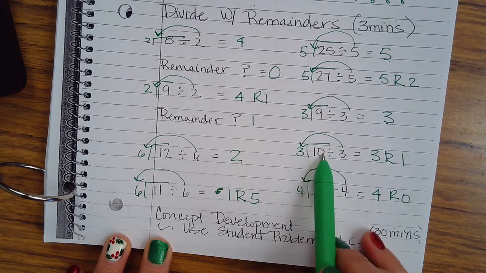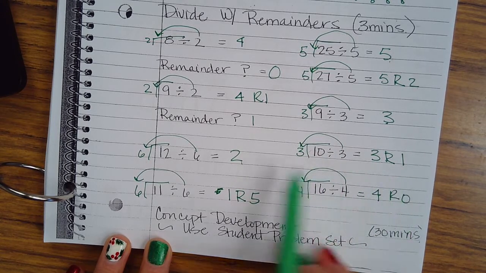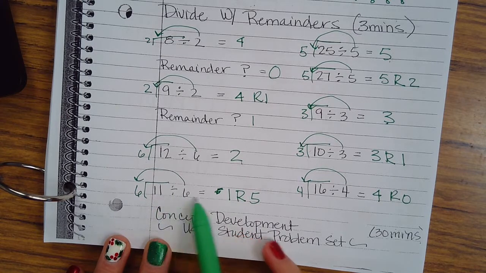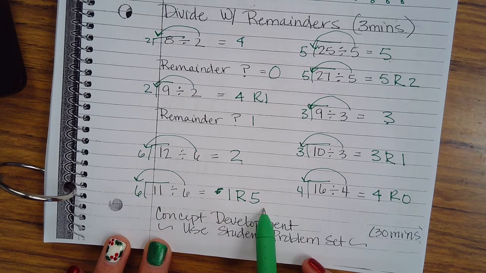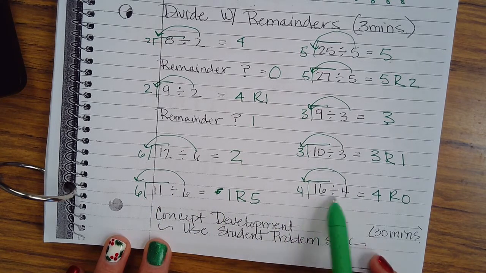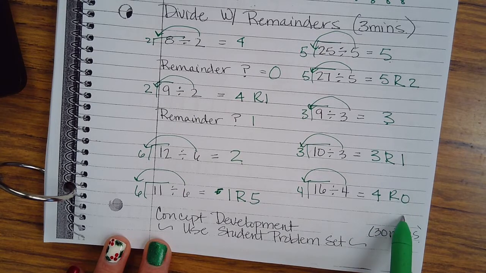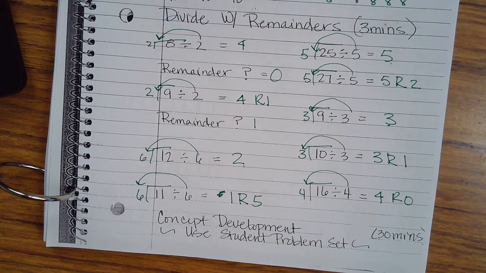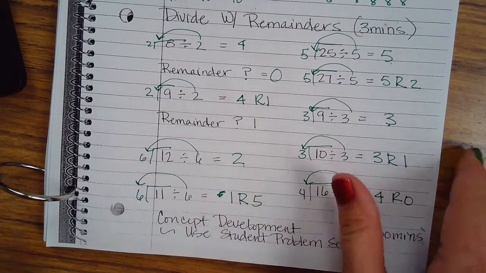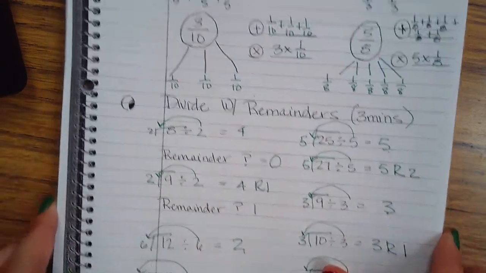10 divided by 3 is 3 remainder 1. 11 divided by 6 is 1 remainder 5. And then 16 divided by 4 is 4 remainder 0. Yes? All right, that'll do it for fluency. Come on back for concept development.